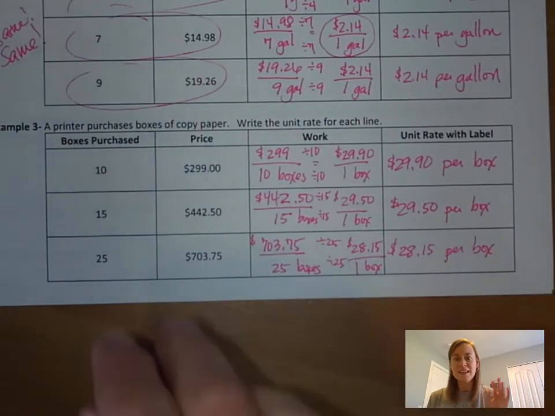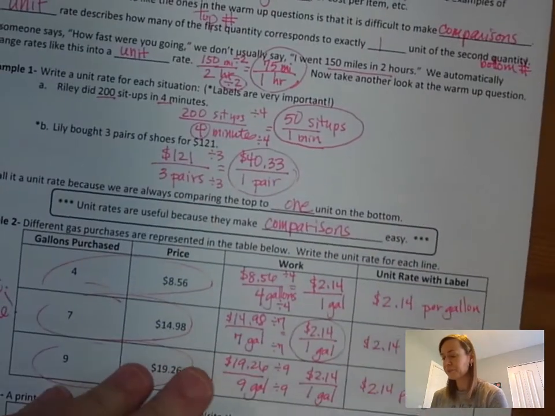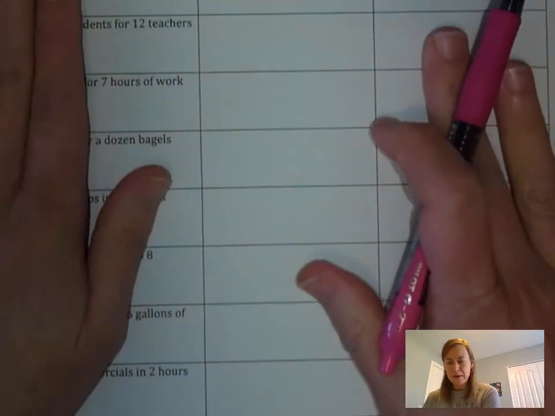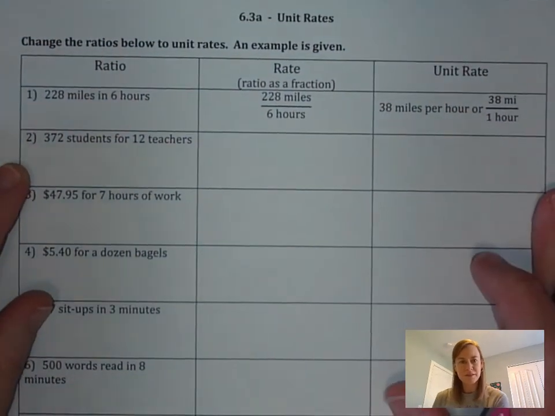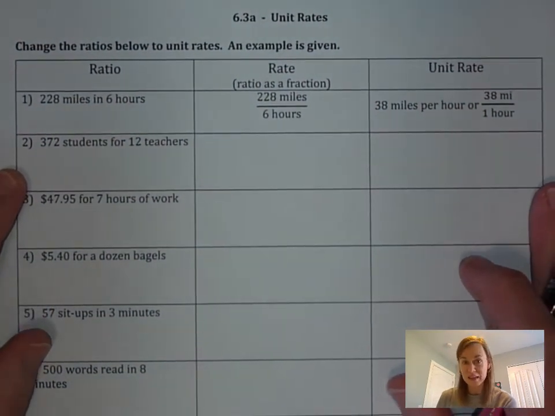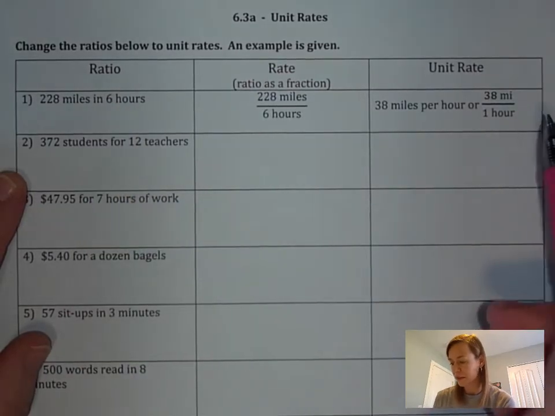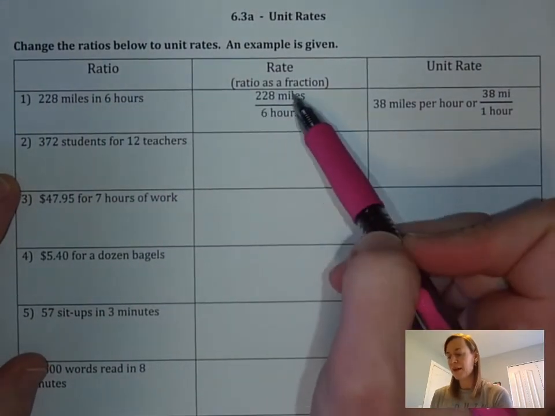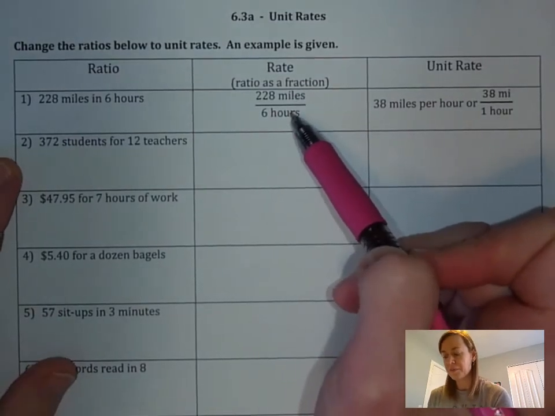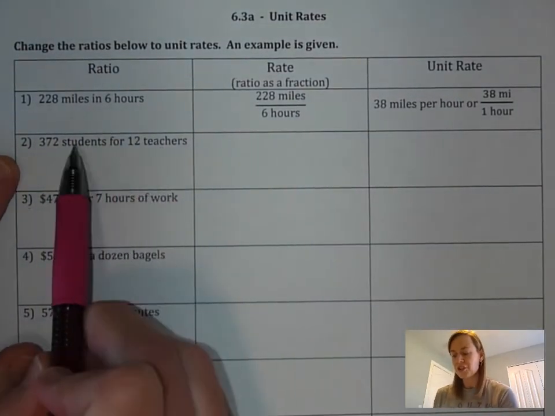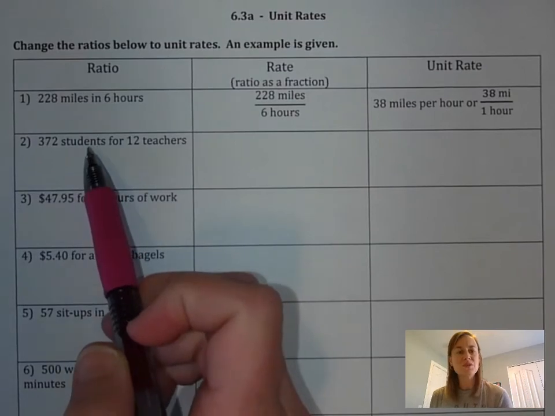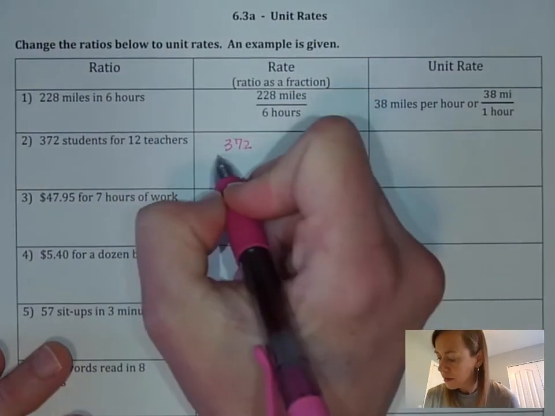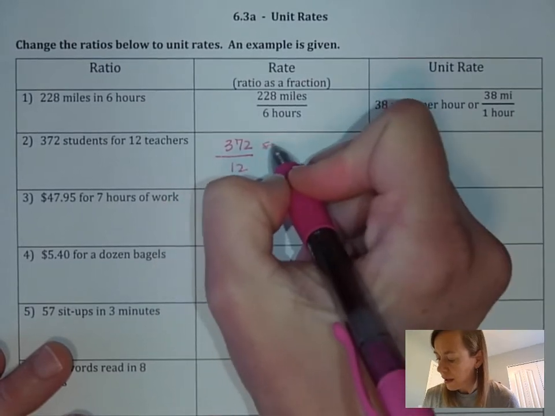Awesome. Let's take a very quick look at your assignment. So here at the top, this is very much like what we just did. They did example 1 for you, 228 miles in 6 hours. So you're trying to figure out the number of miles per hour, so they put the miles on top. Here we have students and teachers. We probably want to figure out the number of students per teacher, so we will put the students on top and the teachers on bottom.